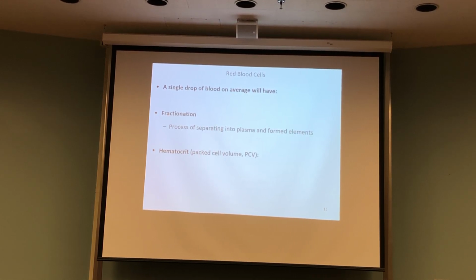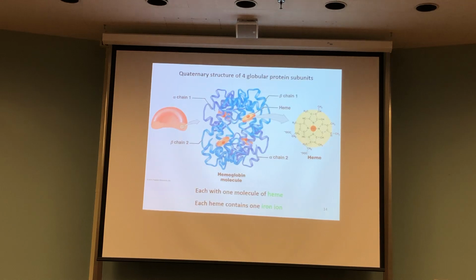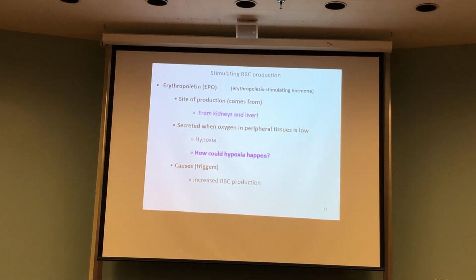Now, the term we have to separate your blood into fractions is called fractionation. In other words, centrifuging, spinning it to create fractions: the plasma, the buffy coat, and the red blood cell part. When you do that, you want to collect what's called the hematocrit or your PCV, the packed cell volume. Let's go back to here.